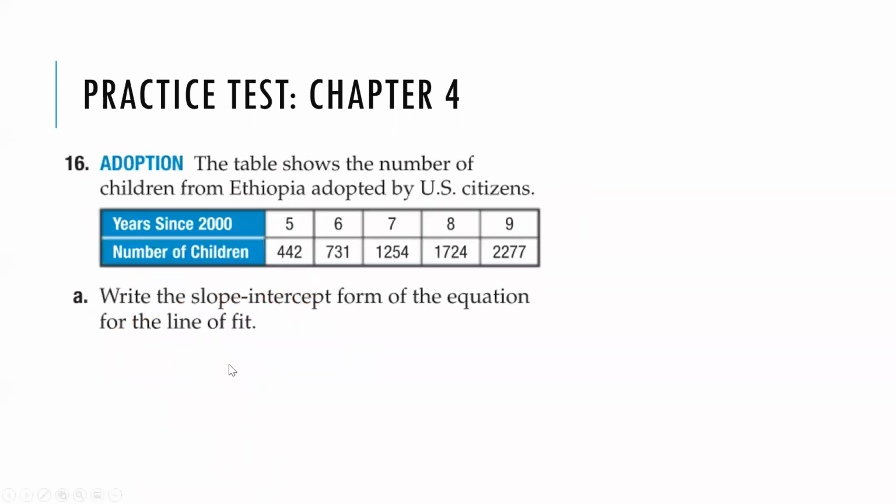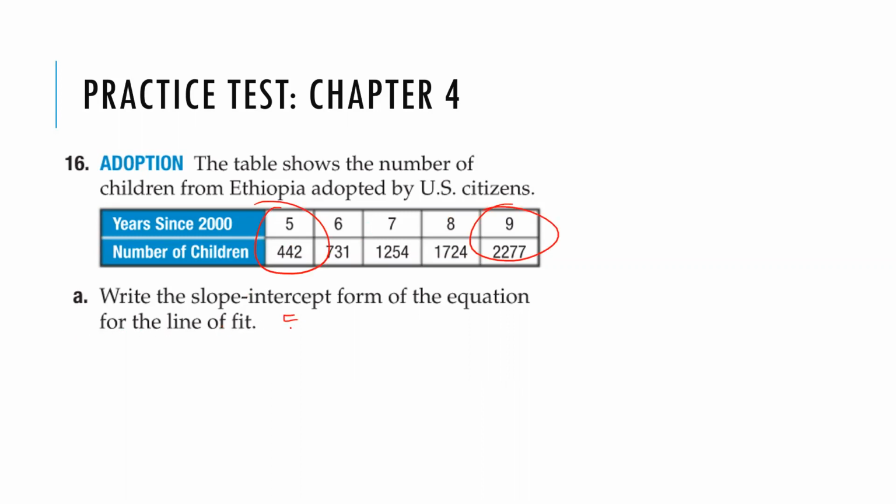All right, and then here the table shows the number of children from Ethiopia adopted by U.S. citizens. Write the slope-intercept form of the equation for the line of fit. Now this problem, in the textbook, it tells you to use a graphing calculator, but in case you don't, you can get an approximation and then compare your equation to the possible solutions, okay? So I'm going to use these 2 points here.